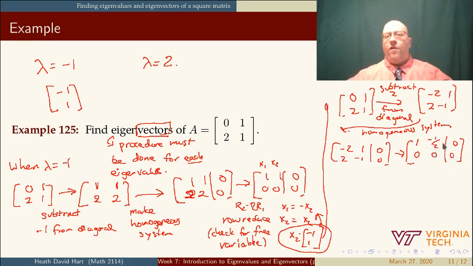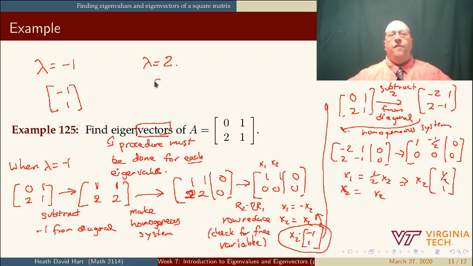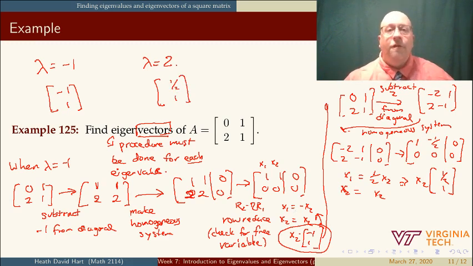And again, I have a free variable in my system. I'm always supposed to have a free variable. And this system says that x1 is equal to 1/2 x2, and x2 is equal to itself, which is x2 times the vector 1/2, 1. And so 1/2, 1 is another eigenvector. And now we have both eigenvectors for this matrix. So in example 124, we found the eigenvalues. In example 125, we found the eigenvectors.